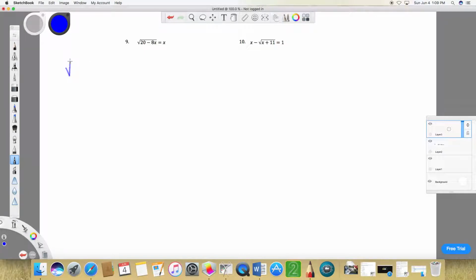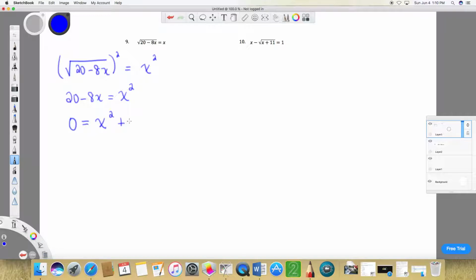So we've got the square root of 20 minus 8x is equal to x. And if I square the left-hand side to balance the equation, I need to square the right-hand side. That's a non-invertible operation. Therefore, when I do that, I might introduce extra solutions that are not solutions to the original equation. So 20 minus 8x equals x squared will have the same solution set as the original equation, plus the possibility of more solutions. All right.